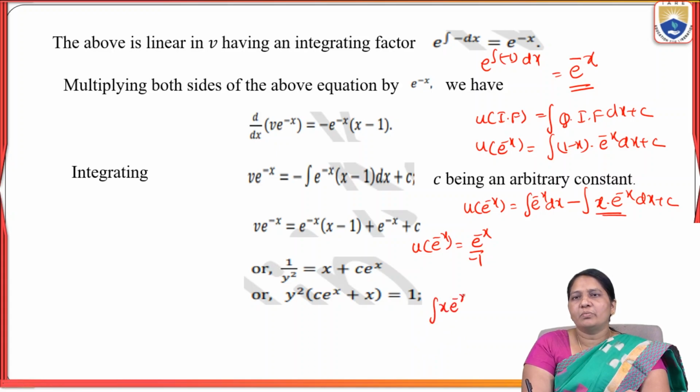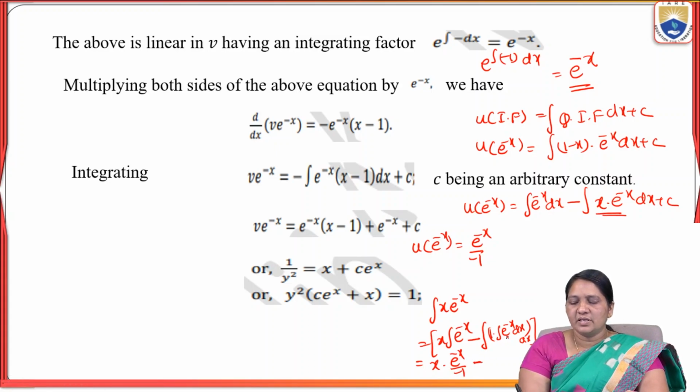x into e power minus x. So here x integral e power minus x minus integral of derivative of x, that means x derivative value is 1, into integral e power minus x dx, whole dx. Now this value is x into e power minus x by minus 1 minus here e power minus x by minus 1. So minus minus plus integral e power minus x dx.